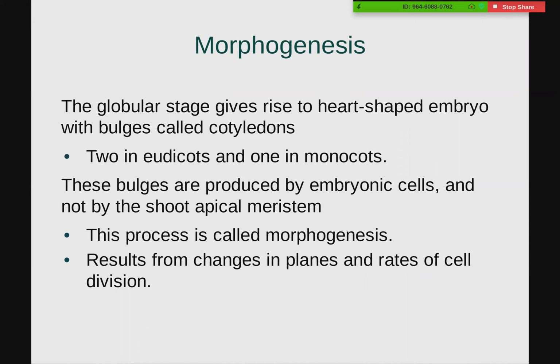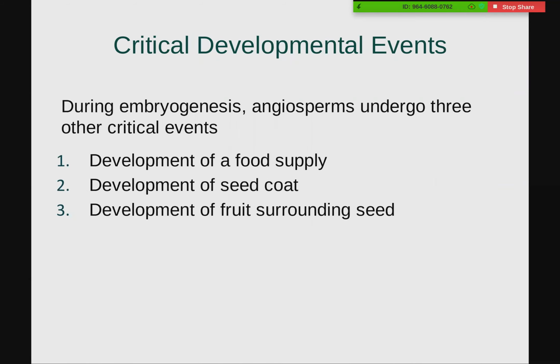Now, these bulges are produced by embryonic cells and not by the shoot apical meristem, which we call morphogenesis, which results from changes in the planes and the rates of cellular division. Now, as a plant is dividing, there are critical developmental events. So during embryogenesis, angiosperms undergo three critical events. First being the development of a food supply, the second being the development of a seed coat, and the third being the development of fruit surrounding the seed.